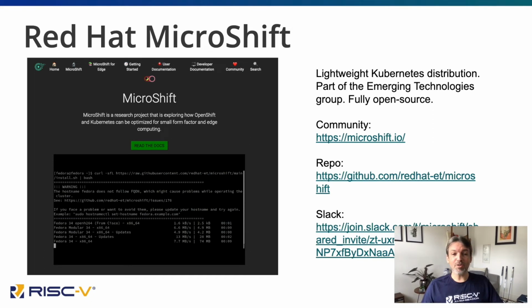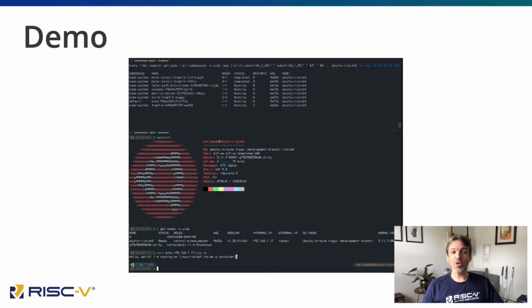I'll show Red Hat MicroShift. As I said, it's a community you can see at microshift.io. All sources are open at GitHub, and you can join the Slack channel as well to talk to us. It's a project that's being run by Emerging Technologies, and the focus is being a lightweight Kubernetes distribution for IoT or Edge solutions. Now I'll show a little demo of MicroShift running on the SiFive board and some applications as well.